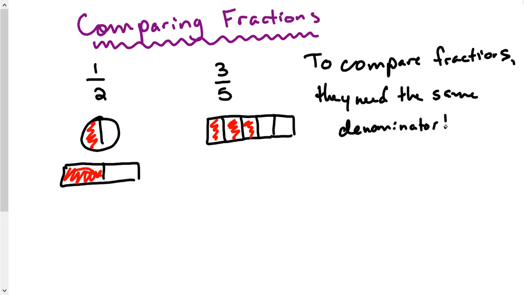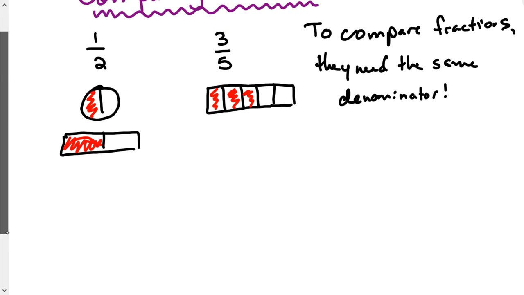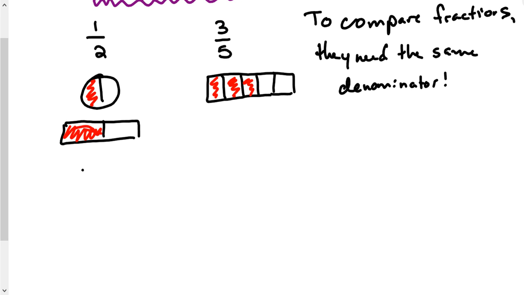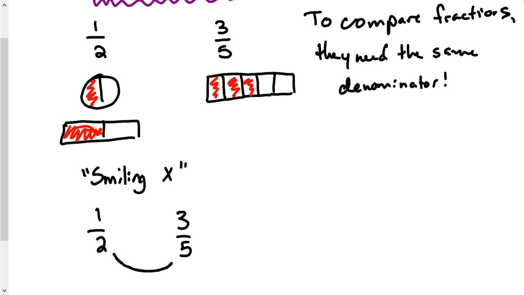So I have an old method that I like to use. You don't necessarily have to use it, but I call it the smiling X. I learned this when I was in school. It's supposed to be used for adding and subtracting fractions, but it is also an easy way to find the common denominator. So if I have 1/2 and 3/5, and I want to find the common denominator, I multiply these two together to get my new denominators.